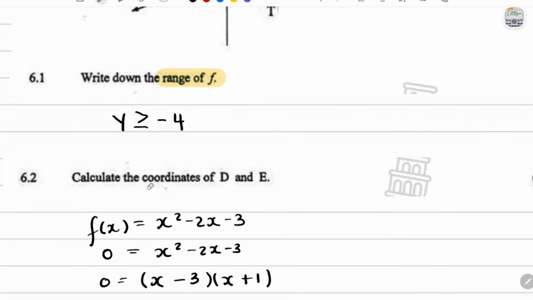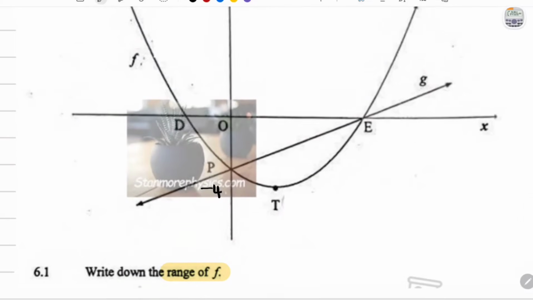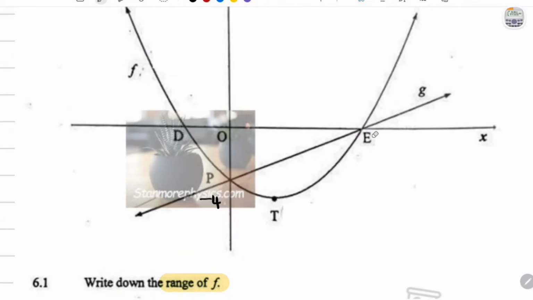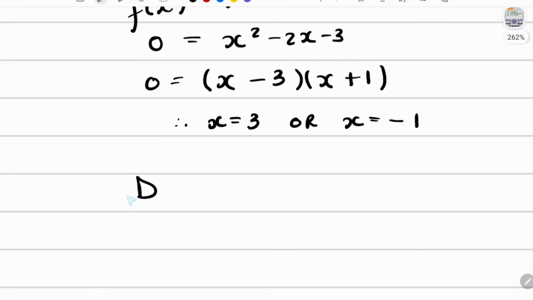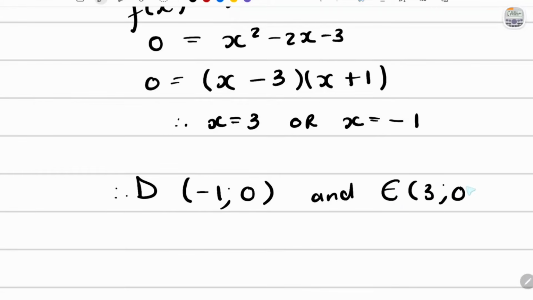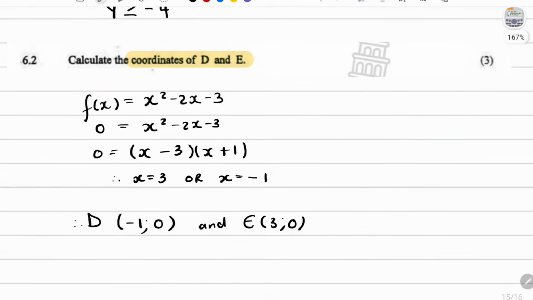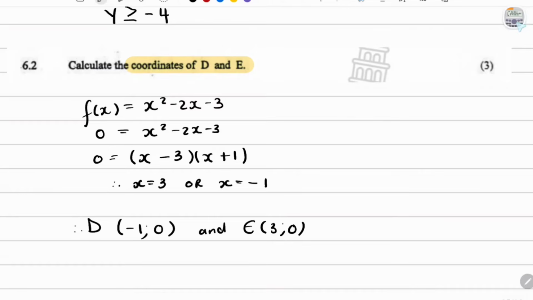They want the coordinates of D and E. When we look at D, D is lower than E, so it's going to be the smaller one. So D is going to be (−1, 0), where 0 is your y value. And then E is (3, 0). Okay, so that is that question. Moving on to the next question.